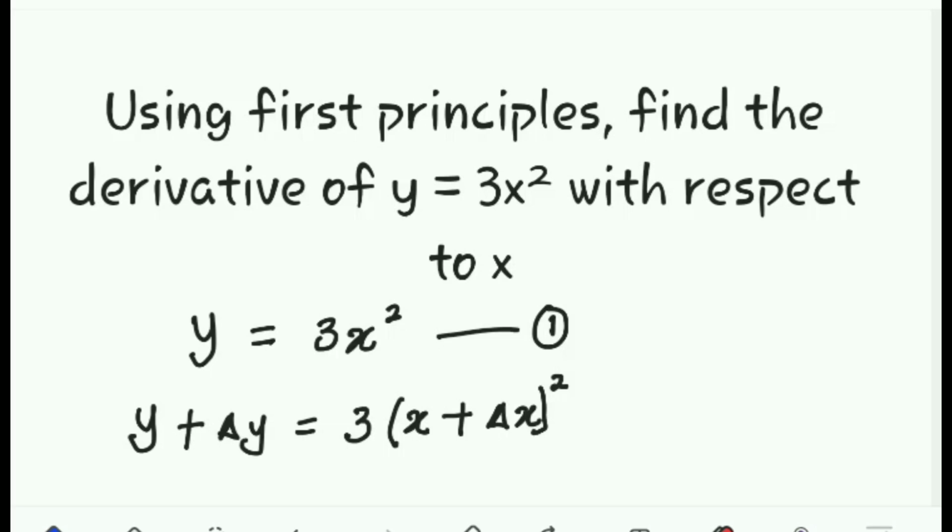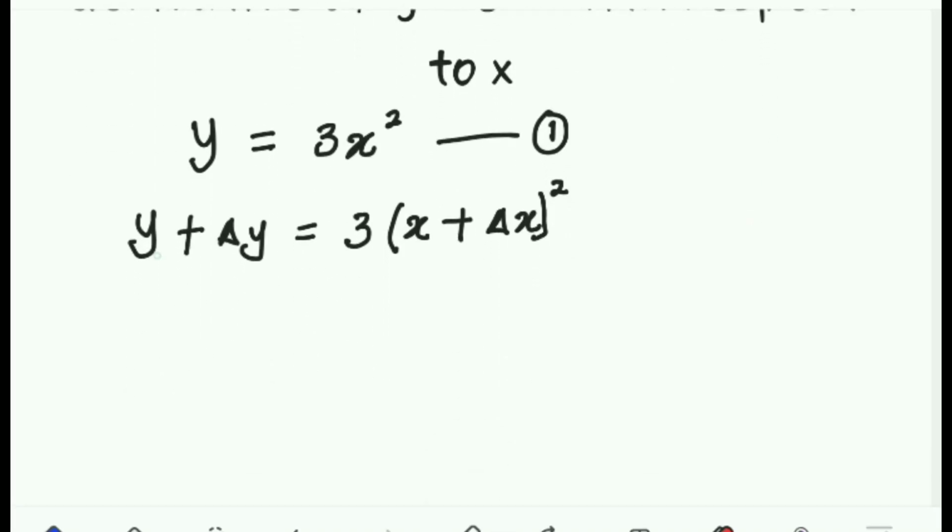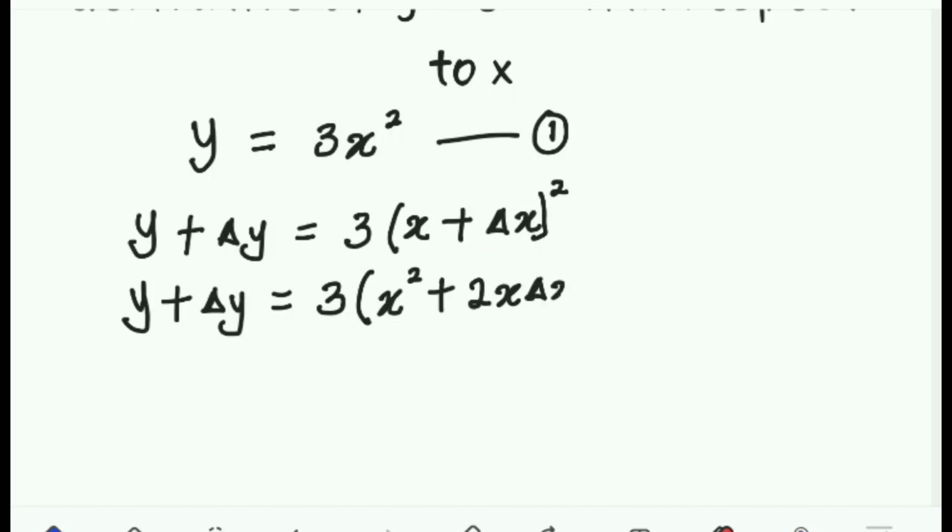Essentially, we're dealing with change. We're dealing with the rate of change between two variables: the independent variable, which is x, and the dependent variable, which is y. So let's continue with this. This is y plus change in y equals 3. Let's expand this. This will give us x squared plus 2x change in x plus change in x squared.